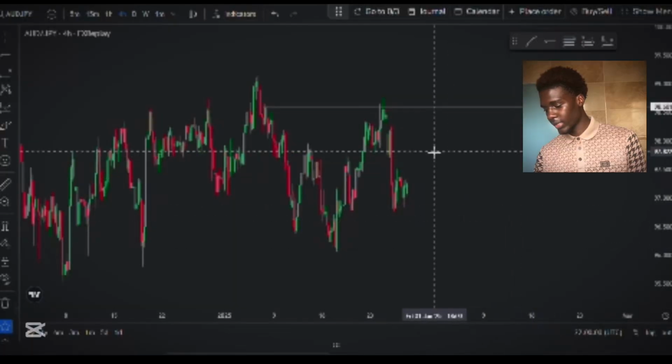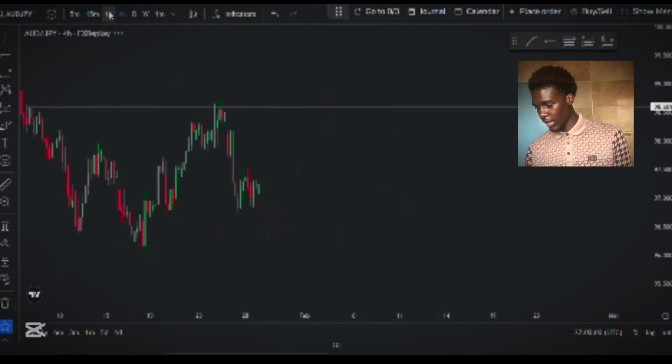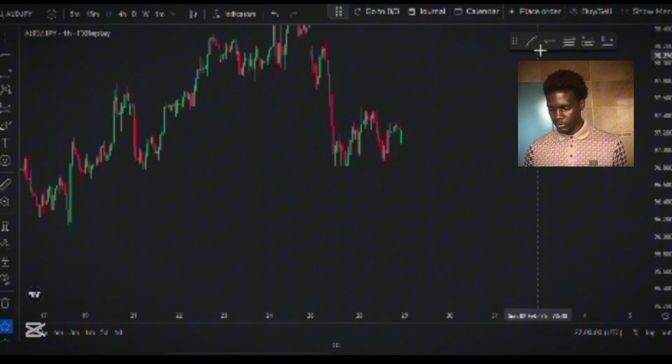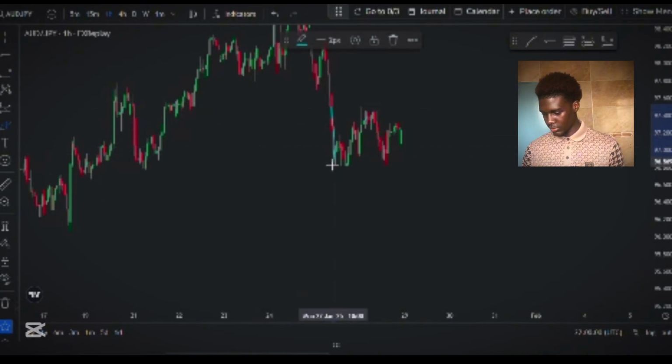And then I actually made a mistake, so I can't replay exactly where I entered, but this is where I entered. So okay, this is what I saw. This is what I saw first. I saw this correction, boom, boom.